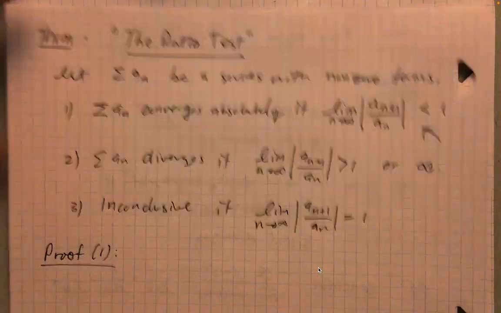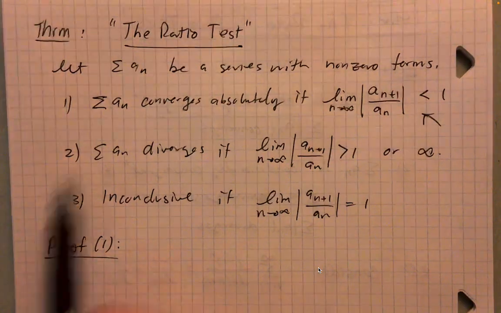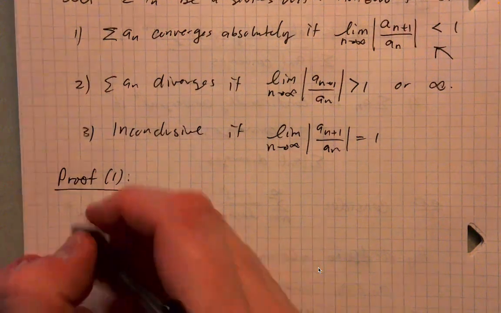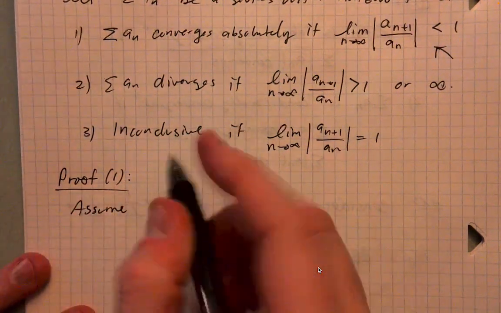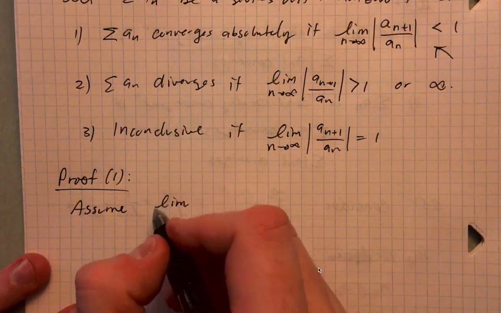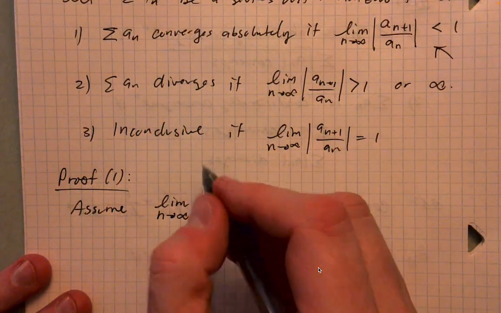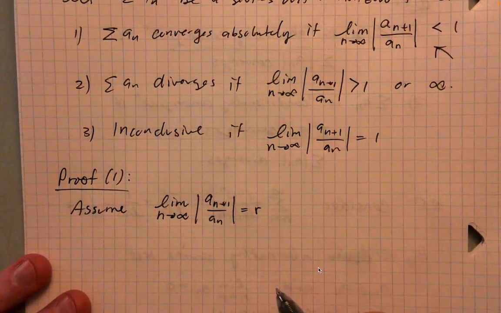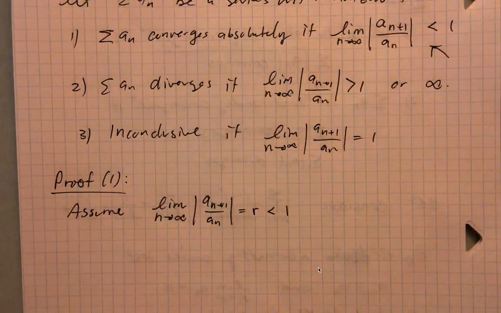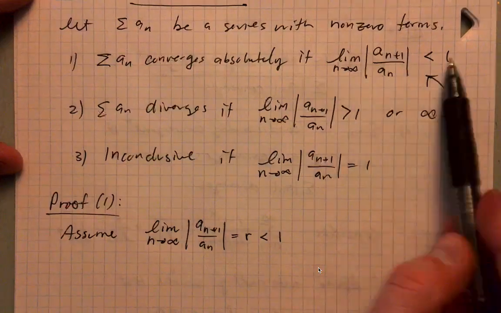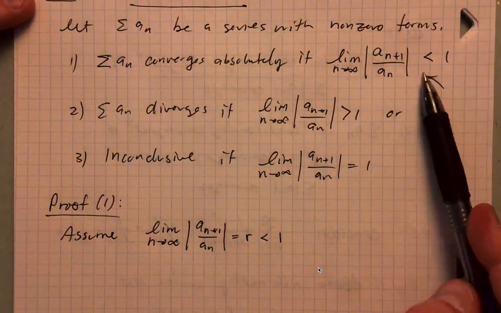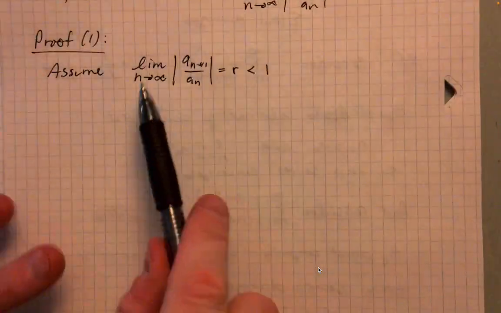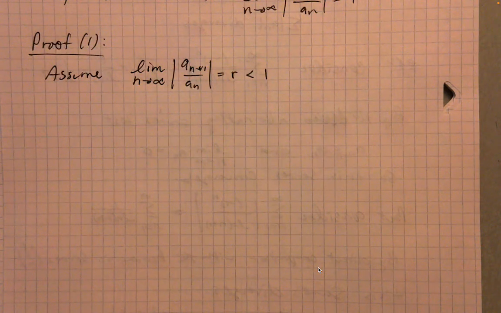The other parts I don't know if they're hard. I've not done it myself, but the first one I've seen before. It's the most important part of it. So what we're going to do is assume that the limit as n goes to infinity of the ratio a of n plus 1 over a of n is equal to some value r, and that value is less than 1. That's our assumption, so that's basically the condition that we need, and if that's true, then supposedly this series will converge, and that's what we need to show. We need to show that this implies absolute convergence.